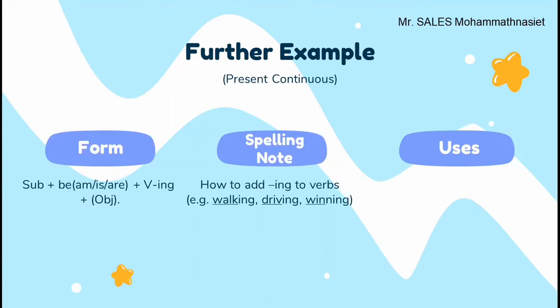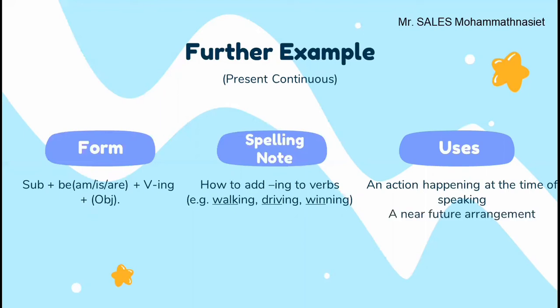Okay, so the last step that you need to study about the present continuous is the usage. How present continuous is used. Primarily, we use present continuous to talk about an action that happens at the time of speaking. Furthermore, present progressive or continuous, in other words, is also used to talk about the near future plan or future arrangement, usually with future time expressions.